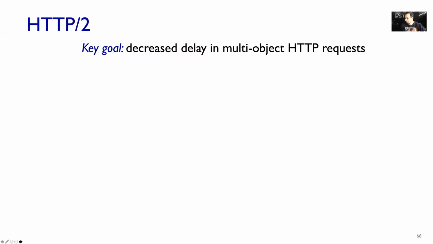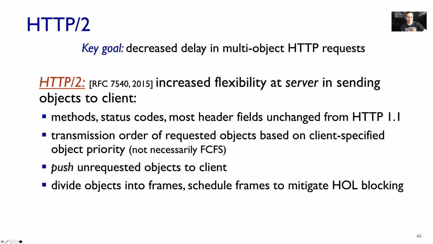So the second iteration of HTTP, HTTP2, which is slowly getting adopted quite widely, tries to reduce this delay, particularly when you have these multiple object requests, right? So of course it does a few other things which we won't get into.